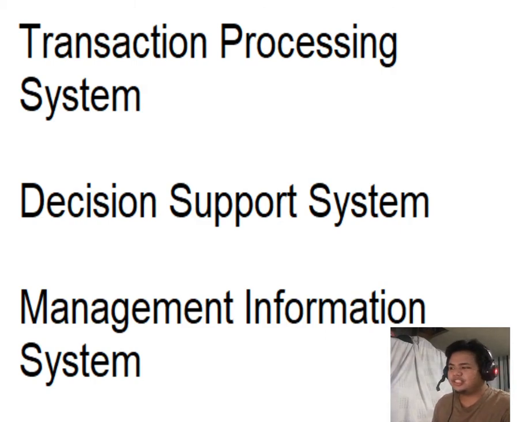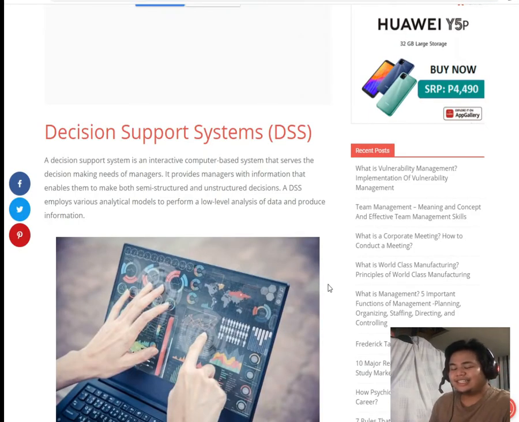So let's go to decision support system, or DSS. A decision support system, or a DSS, is an interactive computer-based system that serves the decision-making needs of a manager. It provides managers with information that enables them to make both semi-structured and unstructured decisions. A DSS employs various analytical models to perform a low-level analysis of data and produce information.